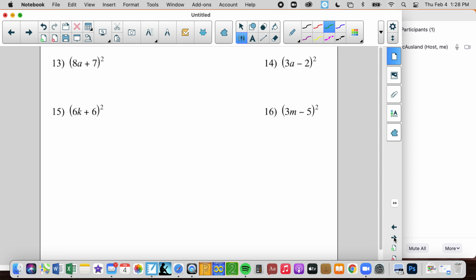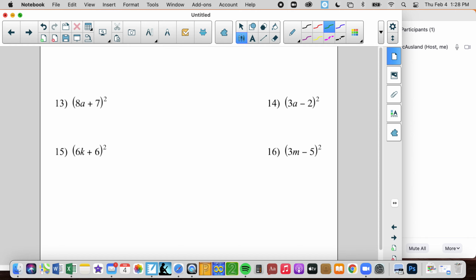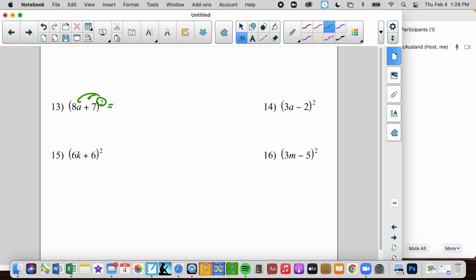Now we have binomial squares. Again, you don't have to necessarily do FOIL. If you can't remember how to do it, the one thing you do not want to do is distribute this to both of them, and do not, again, do not give me 64a squared plus 49. That is wrong. Do not do that. This is actually equal to 8a plus 7 times quantity 8a plus 7. So your first, and nothing cancels because they're not opposites. Our inside and outside actually are not opposites in this case because they're identical.